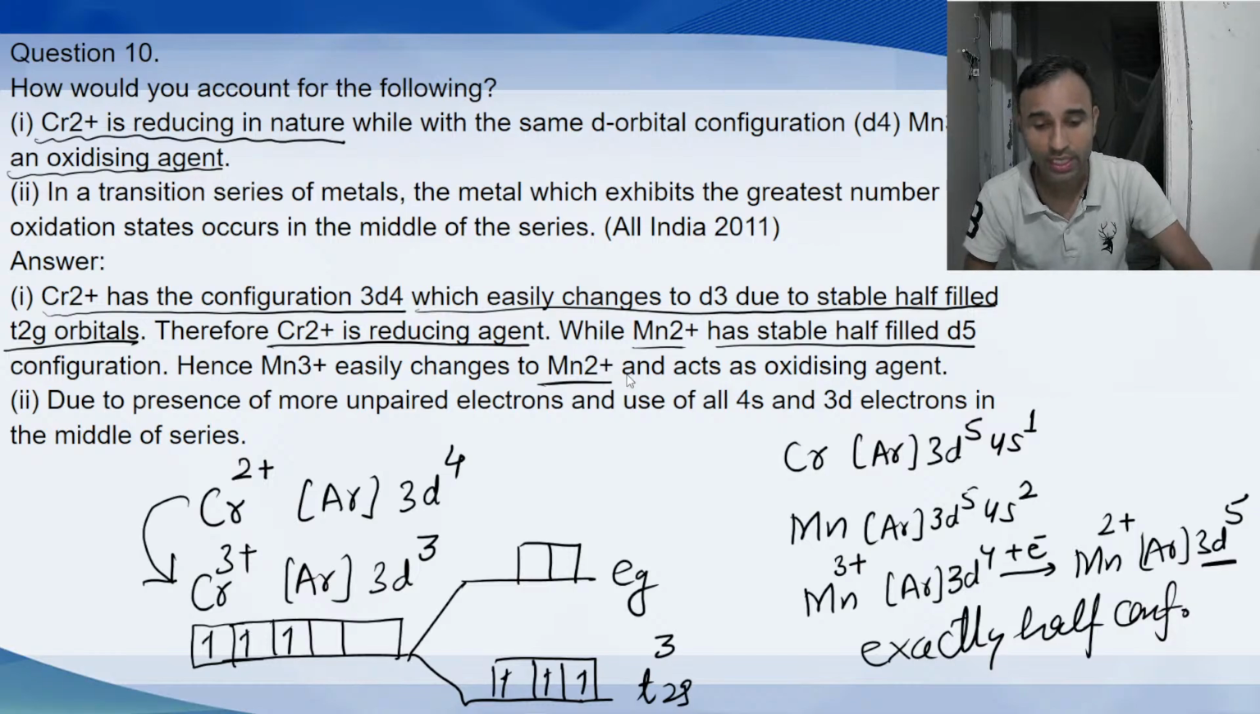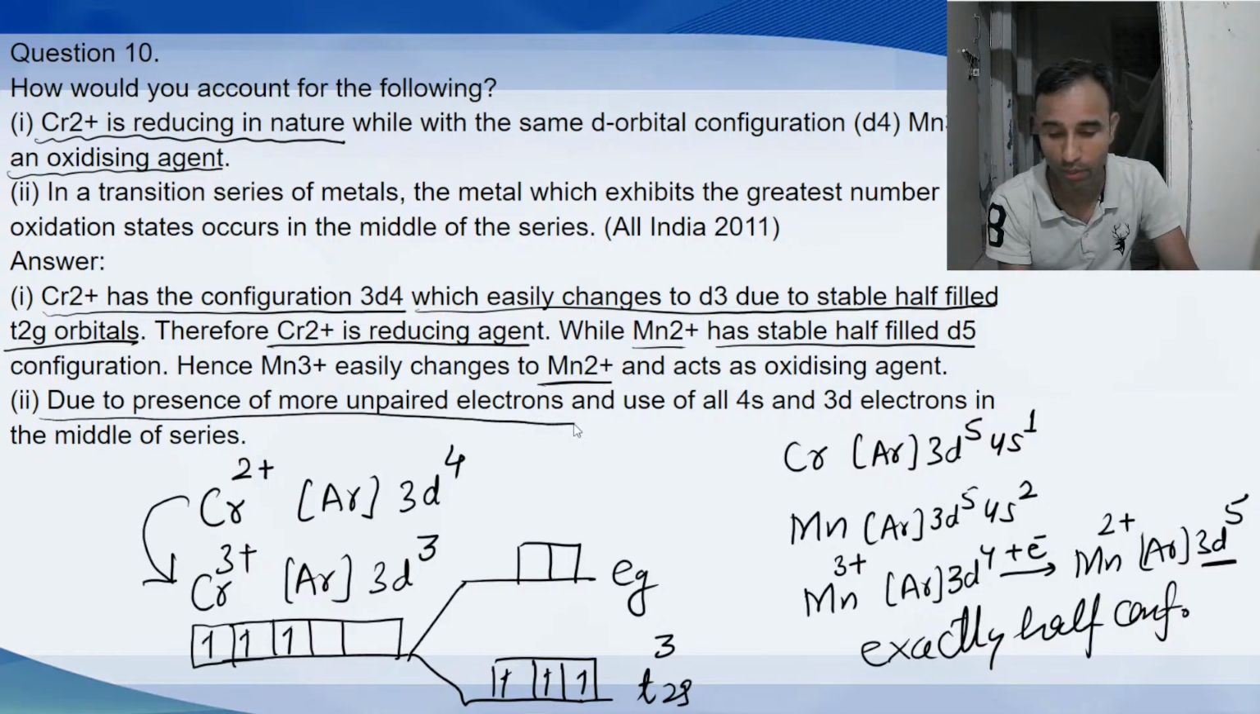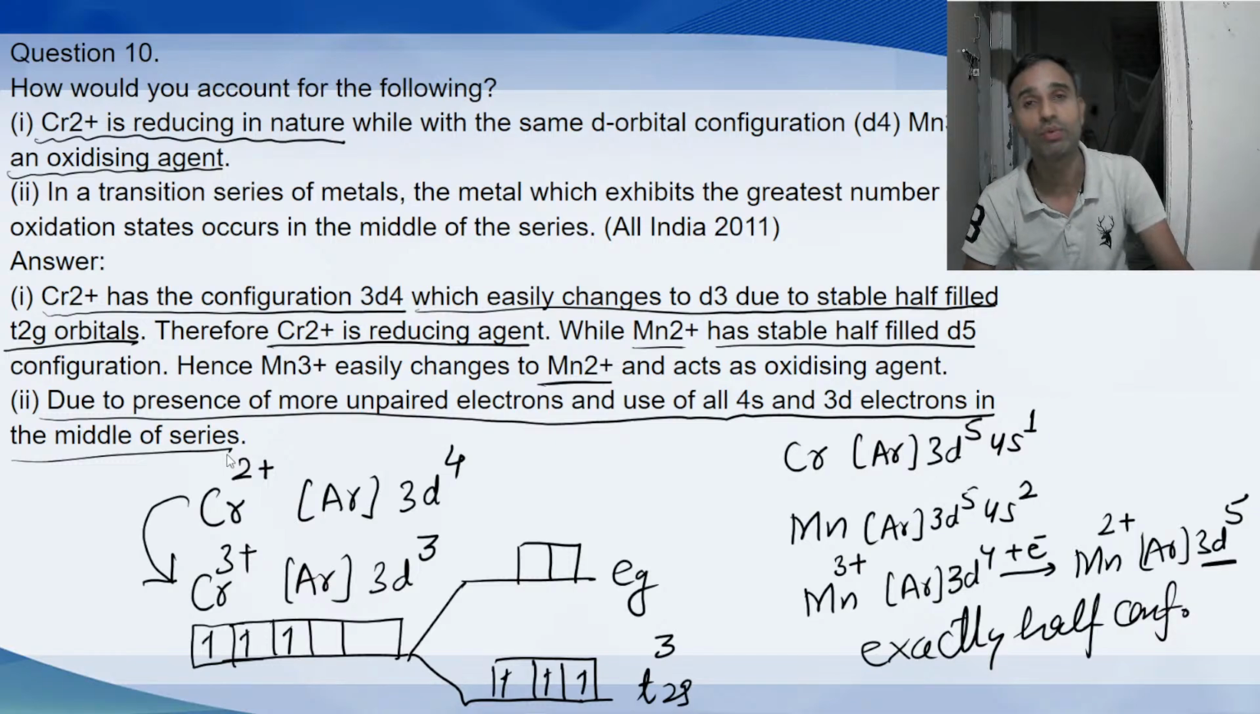Next question. In a transition series of metals, the metal which exhibits the greatest number of oxidation states occurs in the middle of the series, because in the middle of the series there is the maximum number of unpaired electrons. Because in the middle 3d has all the 5 electrons. Example is manganese. Due to the presence of more unpaired electrons and use of all 4s and 3d electrons in the middle of the series, they exhibit the greatest number of oxidation states. The best example is manganese. It is 3d5 4s2.